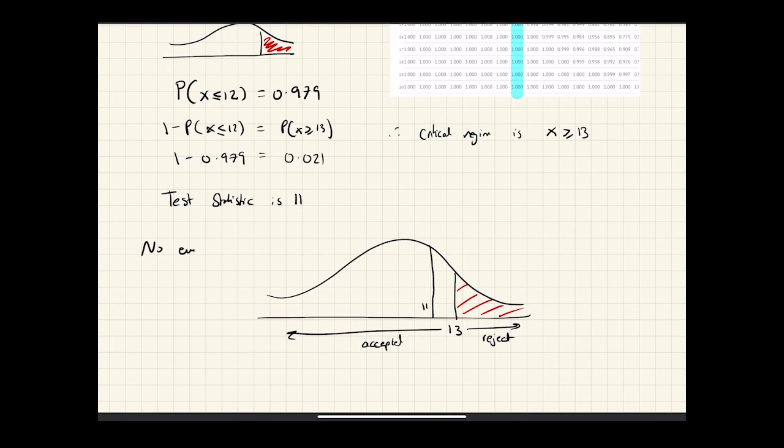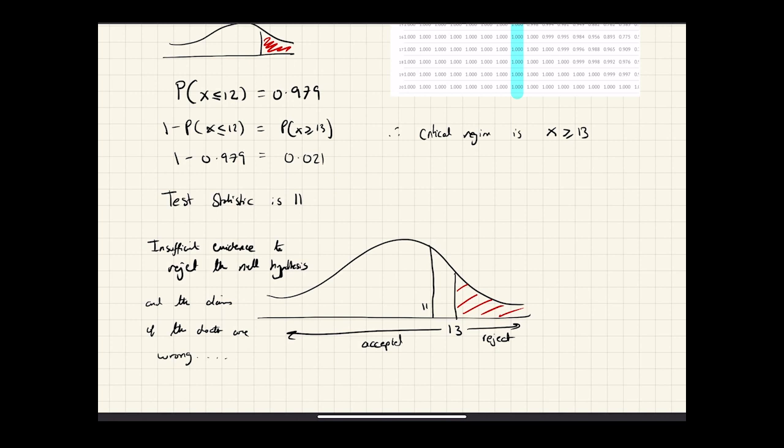So I'll just go back a bit. I'll write the answer. Insufficient evidence to reject the null hypothesis. And the claims of the doctor are wrong. And you'd say that the new drug is not actually better than the old drug. There's not enough evidence for him to say that the new drug is any better than the old one. So that's the important thing.